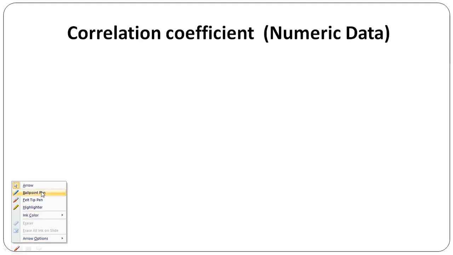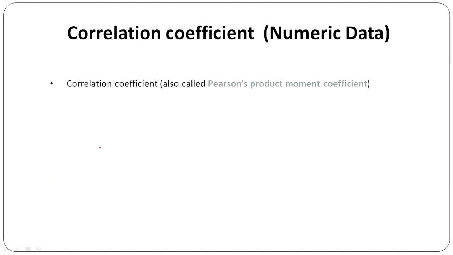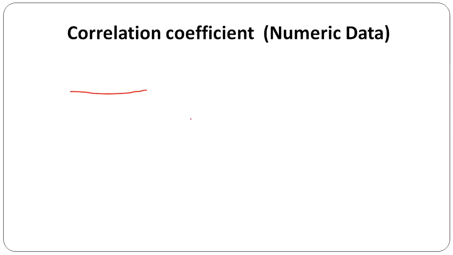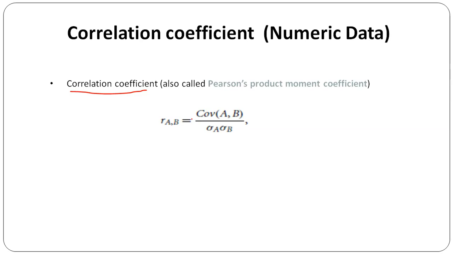In this video, we discuss the Pearson product moment coefficient, or simply the correlation coefficient. We already discussed covariance. Covariance will give you the direction of correlation between numeric attributes.